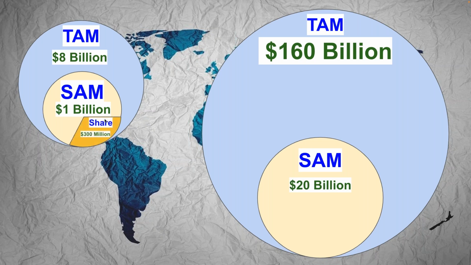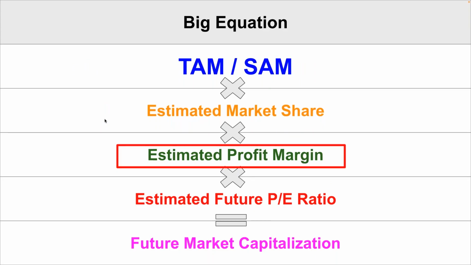For example, let's say we think we can capture 30% of the SAM in the United States. That would give us a realistic or semi-realistic revenue number of $300 million per year. If we translate that out to the entire world, that would give us a revenue opportunity of about $2 billion globally. So once we have our estimated market share and a more accurate guess at how much revenue we could have, the next step is to multiply by our estimated profit margin.